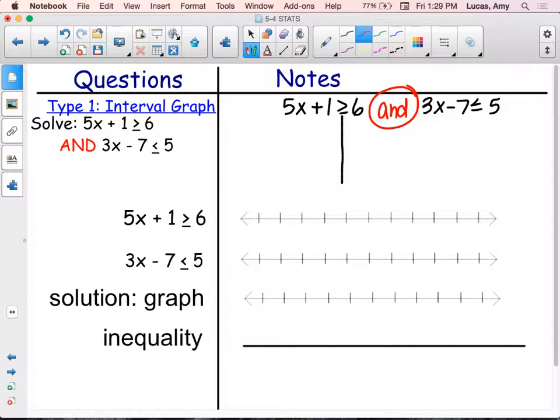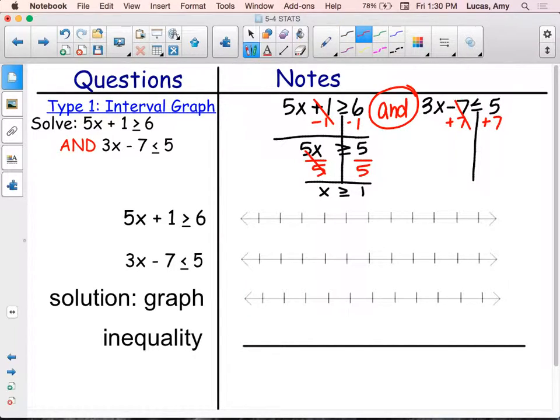So my first inequality can be solved by subtracting 1 on both sides. That will give me 5x is greater than or equal to 5. Then dividing 5 on both sides will give me x is greater than or equal to 1. I'm not going to draw my graph yet because I don't know what my other number is, so I'm going to solve the second one first before starting my graph. So I add 7 on both sides to get 3x is less than or equal to 12. And I divide by 3 on both sides to get x is less than or equal to 4. So my number lines need to go from 1 to 4.